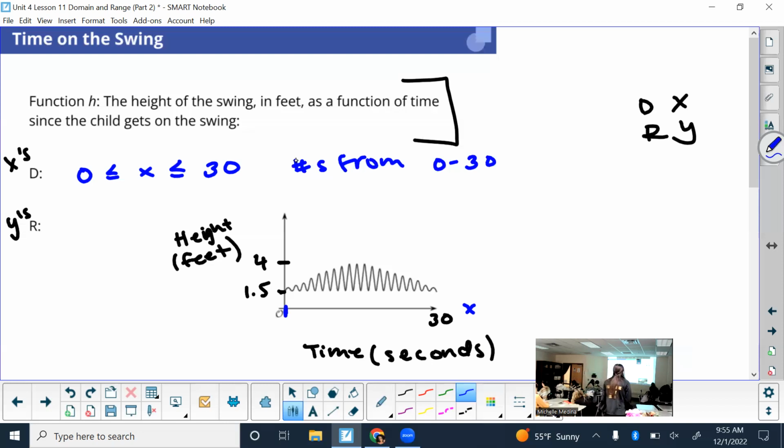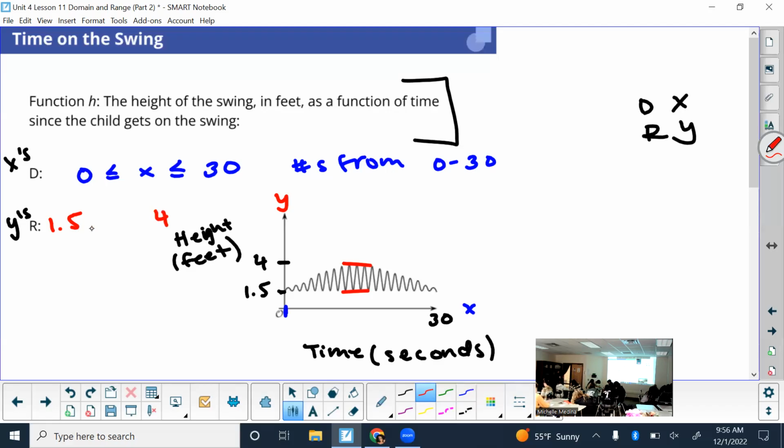Now for the range, that's my y's. The y-axis goes not left to right, but up and down. So look at your graph. Look at how far it goes up and how far it goes down. Every boundary you'll use an inequality symbol to describe that. So what's the smallest y value I have on this graph? 1.5. Leave some space. What's the greatest y value I have?